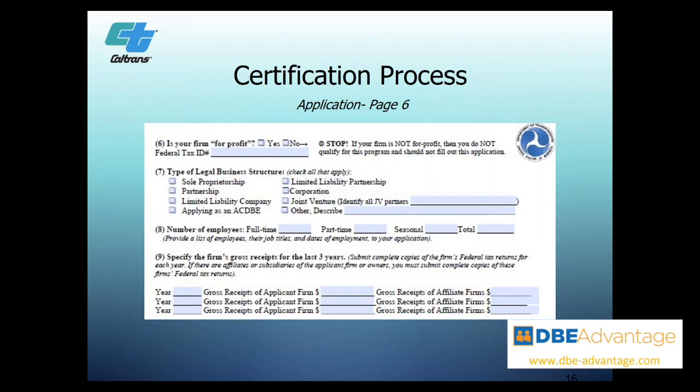we have to have a for-profit business. So if you are a nonprofit, you are not eligible to submit an application, and you will not be certified as a disadvantaged business enterprise firm. So you have to be a for-profit business. You need to describe the structure of your business. So those of you that are sole proprietors, it'll simply be that. But if you do have a different structure, then we need to identify that information. And then you also need to identify the number of employees you have.